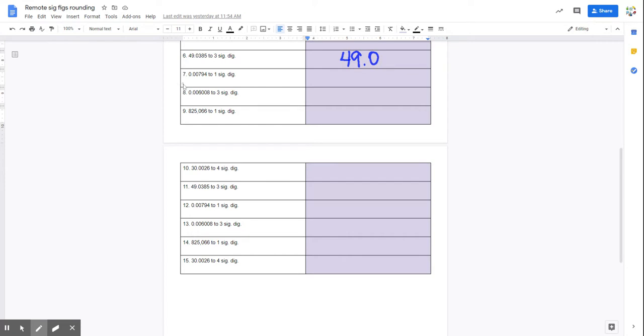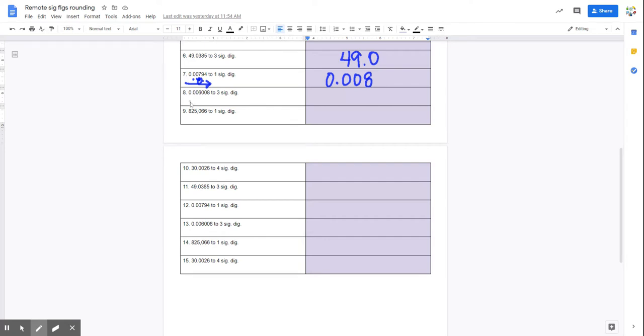Number 7, we're going to our first sig fig. Our first sig fig that we run into is the 7. When we look behind it, there's a 9. So it goes up. So we have 0.008. Some people only put an 8. The problem with that is you need to keep the place for where the 7 is. So you have to include these placeholder zeros.